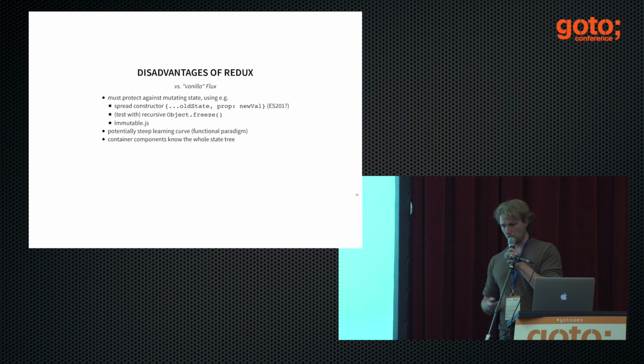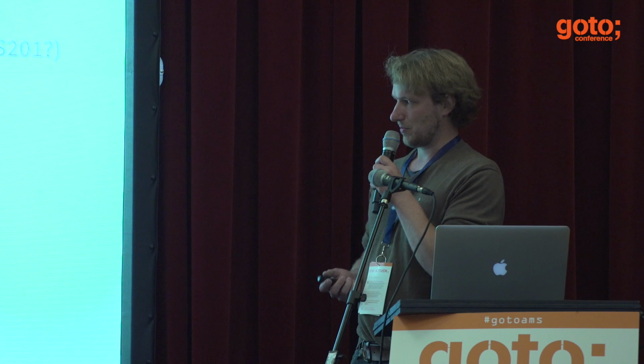Or you can use something like Immutable.js, which is actually very nice. It offers immutable data types which protect you against accidental modification. But it's not just simple JavaScript objects anymore in this case. Good old JavaScript objects and arrays are very easy to work with, and you can always find someone who can work with these things. Immutable.js, you definitely have to learn it. And that amounts to a potentially steep learning curve.